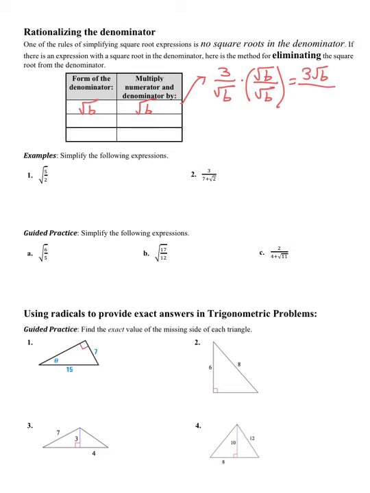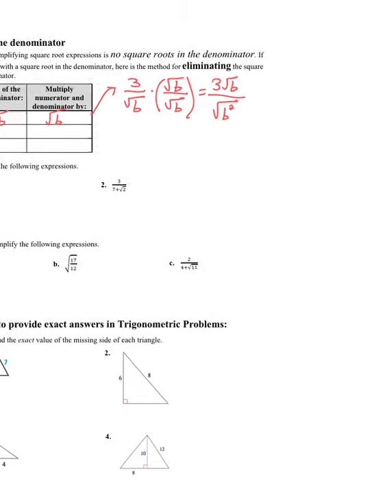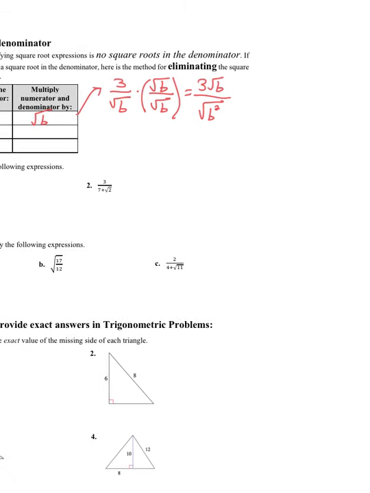So we're not changing the value of the equation at all. So what happens, we get 3 square root of b over square root of b squared. And the square root of b squared is b. So we would just simplify to the letter b. And now we don't have a radical in the denominator anymore. That's kind of nice. Okay, so that's the first example that we could deal with.